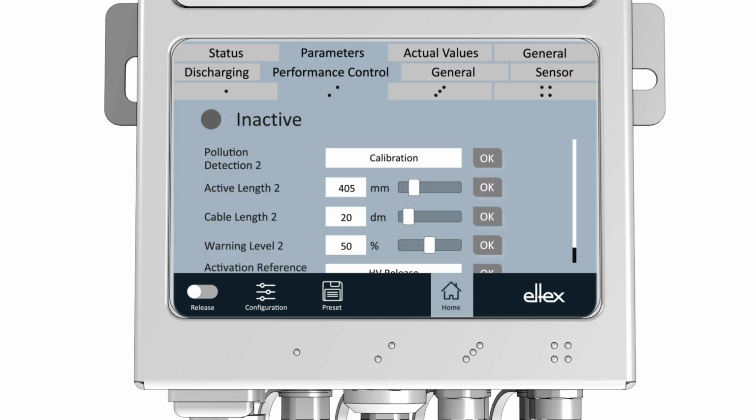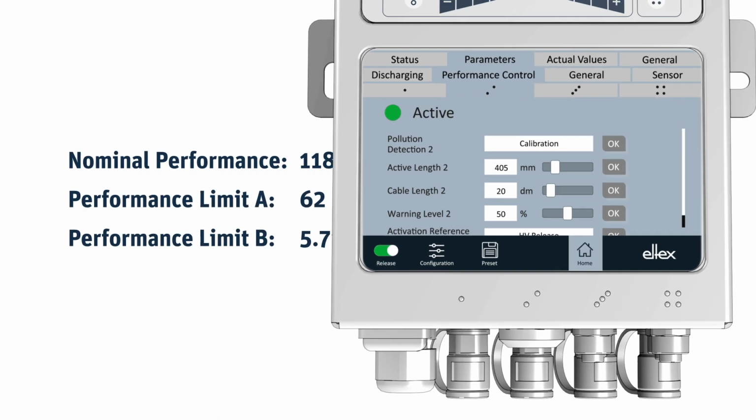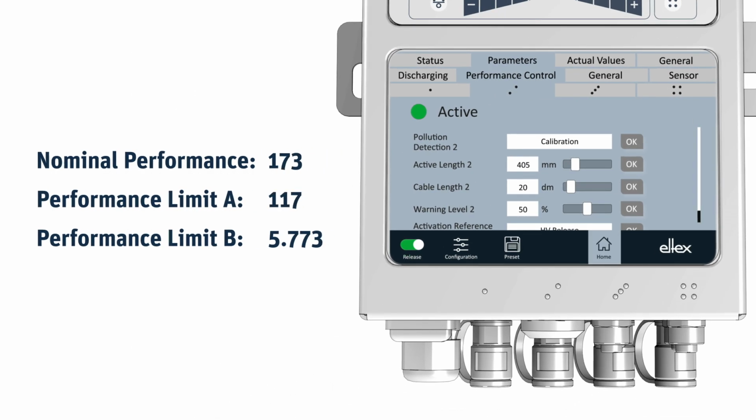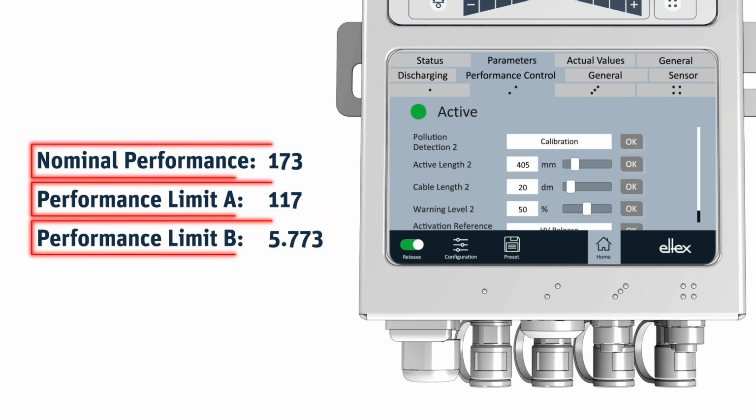Once you have specified these parameters, you can activate the high voltage and start the calibration process. Switch the release controller to active. When the high voltage is activated, the values determined for pollution monitoring are transferred to the system automatically.